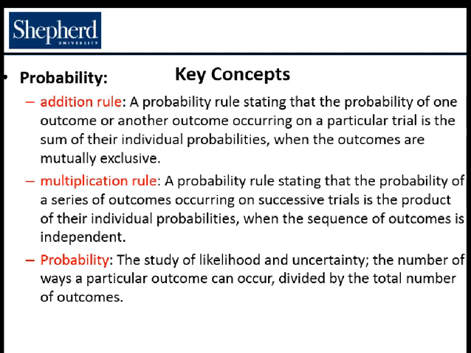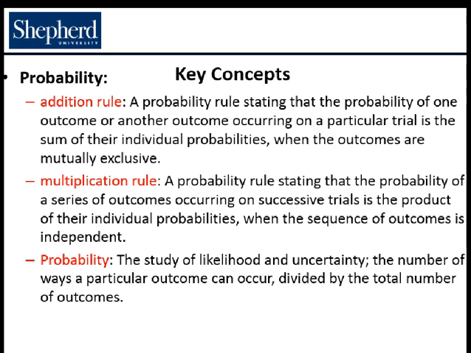Probability is the numerical measure of the likelihood that an event will occur. Probability values are always assigned on a scale of 0 to 1. A probability near 0 indicates an event is quite unlikely to occur. A probability near 1 indicates an event is almost certain to occur.